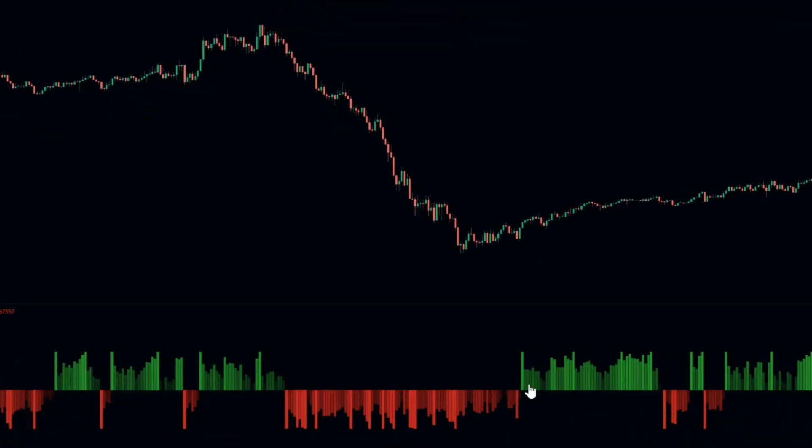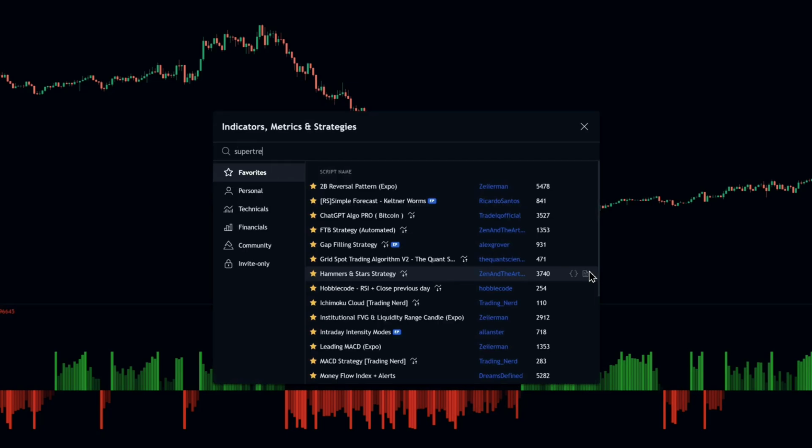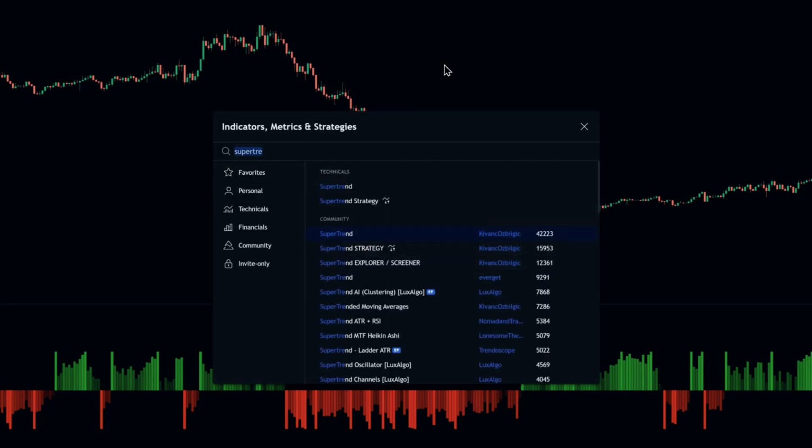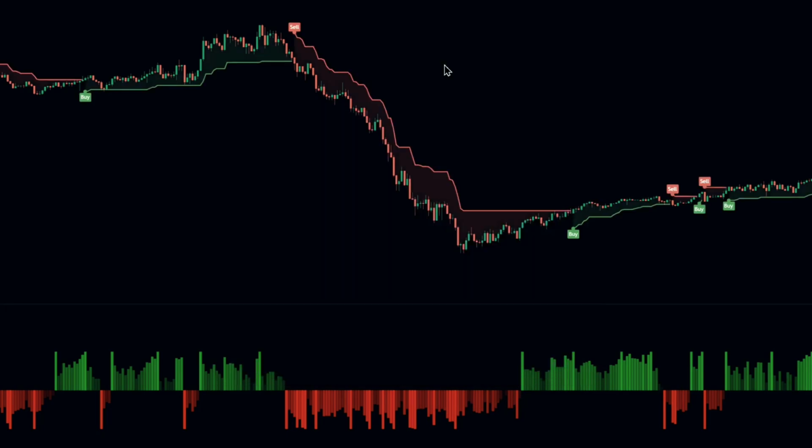The first component of this indicator is the main oscillator. Its function is to reflect the primary signal of the trend direction. If we add the traditional Supertrend indicator, you'll notice a similarity between the two.